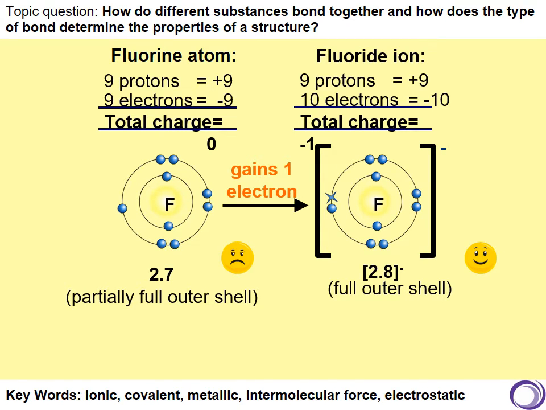So when fluorine gains an electron, it forms a fluoride ion. Note the difference. As an atom, it's a fluorine atom, and as an ion, it's a fluoride ion. That's something to be careful of when you're writing about this. But now it has a full outer shell and a -1 charge.